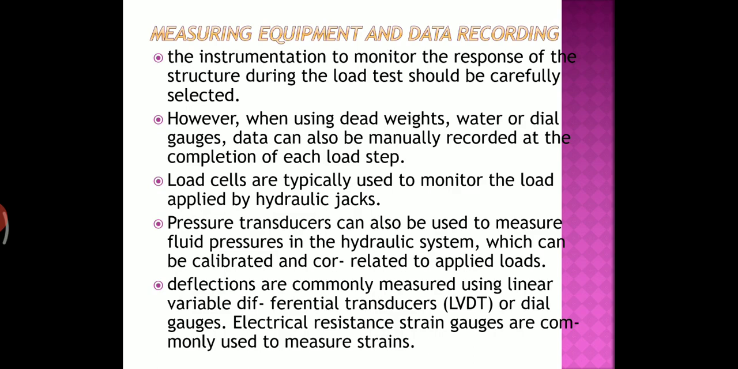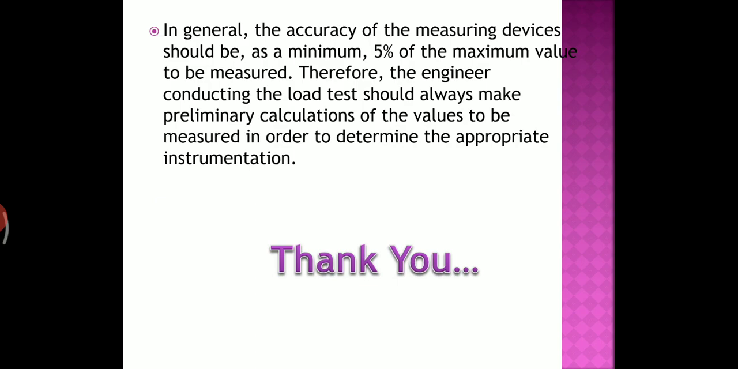Deflection and strain of the member can be measured very accurately, with 0.01 mm accuracy. Electrical resistance strain gauges are commonly used to measure these strains directly. So these are some of the measuring equipment. In general, the accuracy of the measuring devices should be a minimum of 5% of the maximum value to be measured. Therefore, the engineer conducting the load test should always make preliminary calculations of the values to be measured in order to determine the appropriate instrumentation.